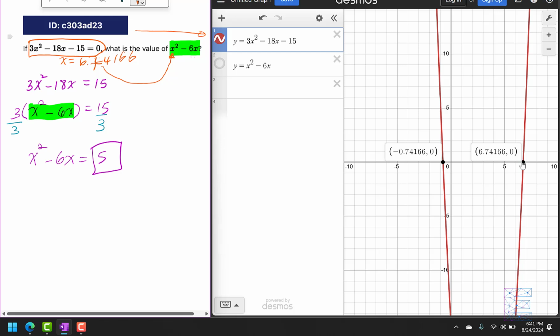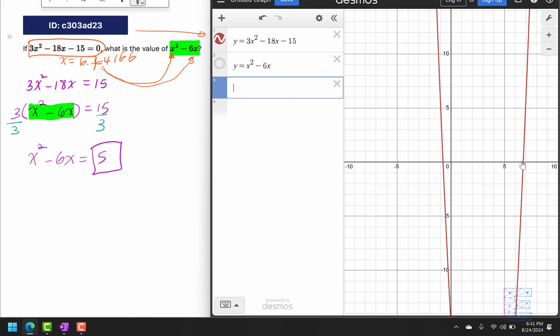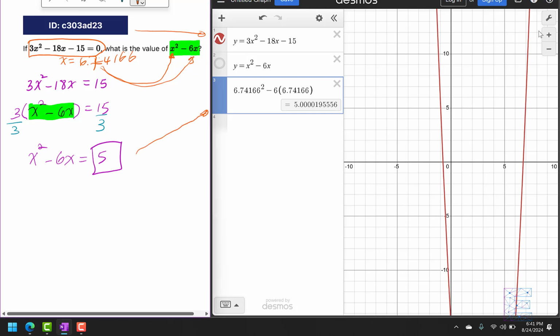Now that we know the x value, we can take those x values and literally plug them in here for x. So we'll square 6.74166 and then subtract 6 times that same number over here. So I'm going to actually plug that into Desmos so you can see that as well. Plug it in right there. And you see our answer is the same. We got 5.00000. You might as well call this 5 because it's so close to what we got. See, this answer is the same thing as what we got in the algebra method. So 2 ways, either Desmos or use algebra.